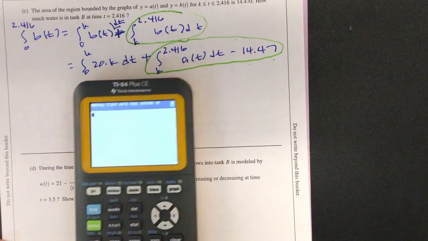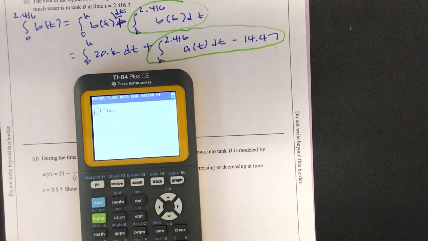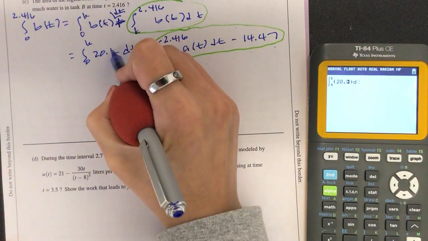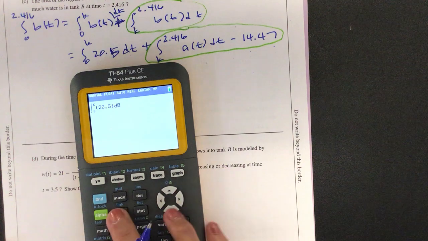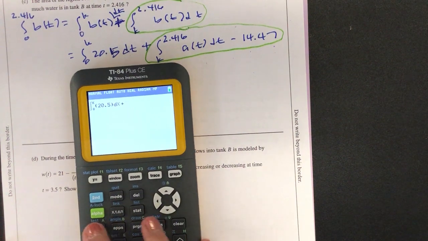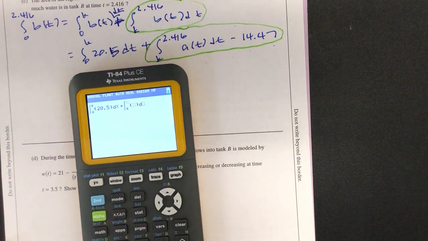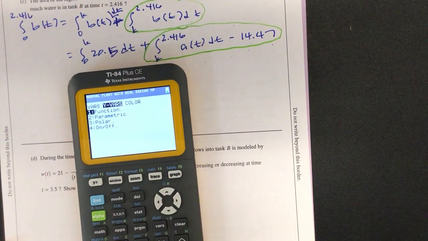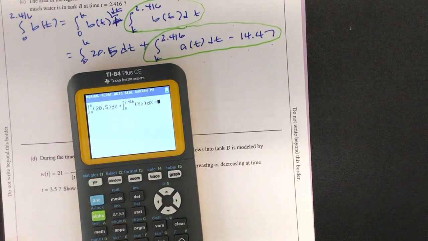So type with me. So I have math 9, 0 to k. K is already saved, which is kind of nice. And then we have 20.5, did y'all realize it should be 20.5 right there? dx. And then we have added math 9 again. This time we have k to 2.416. And let's do vars, Y vars, function, recall y2, dx, and at the end, minus 14.47.